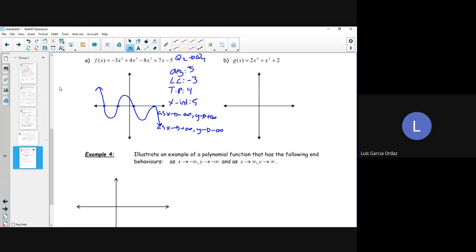So the next one, we have an even degree with a positive leading coefficient. So our degree is 4. What is our leading coefficient? Positive 2. How many turning points can we have? 3. X-intercepts? 4. And what would our end behaviors be for a positive leading coefficient even degree polynomial? As x approaches negative infinity, y approaches positive infinity. Yep. As x approaches positive infinity, y approaches positive infinity. Perfect.